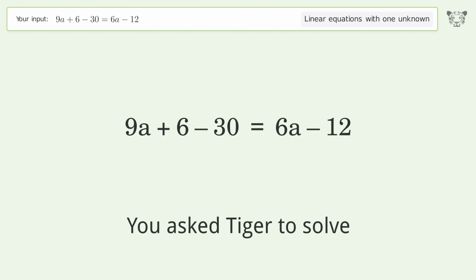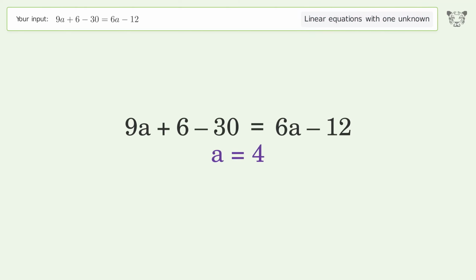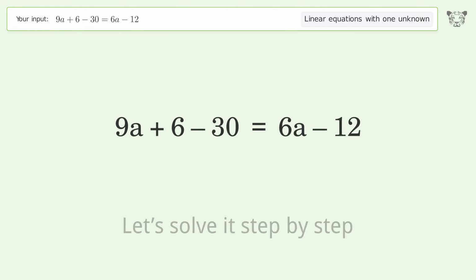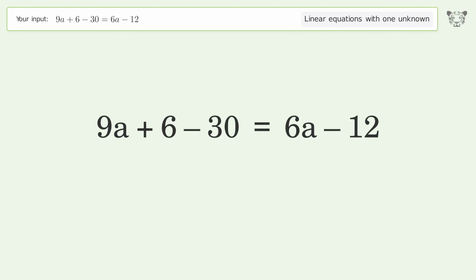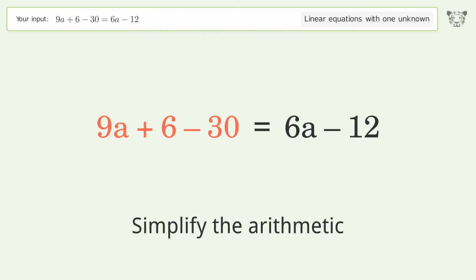You ask Tiger to solve. This deals with linear equations with one unknown. The final result is a equals 4. Let's solve it step by step. Simplify the expression. Simplify the arithmetic.